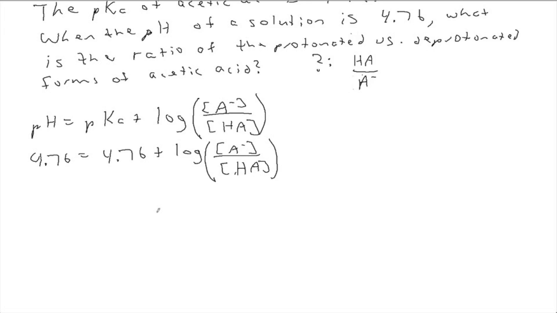Could you cancel out the 4.76 on both sides? What would that leave you as the new equation? 0 is equal to log base of the concentration of the conjugate base over the acid. How did you do that cancellation? Subtract 4.76. That's right, from both sides. Now what? How could we rewrite this equation now without the logarithm?